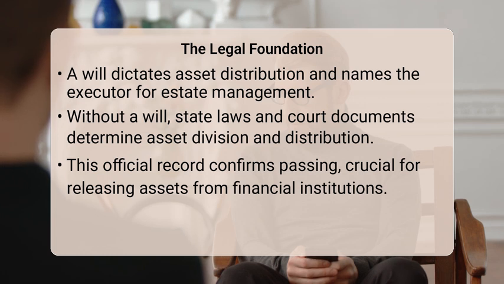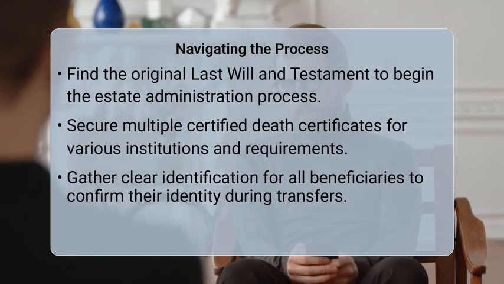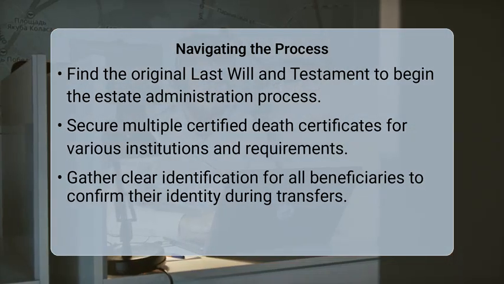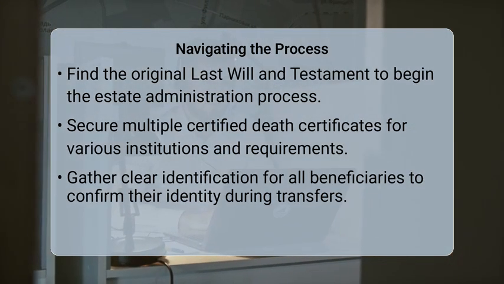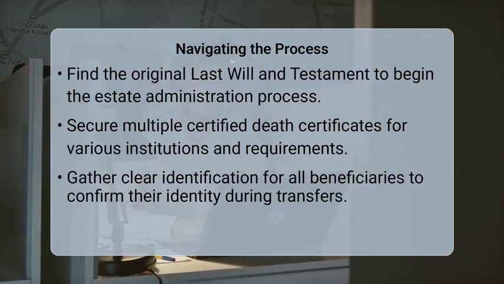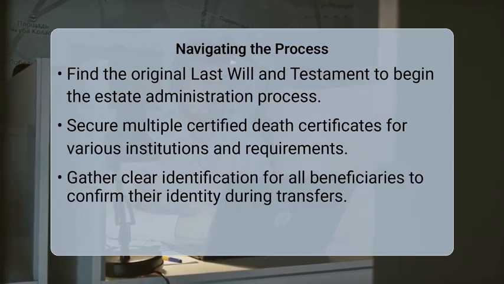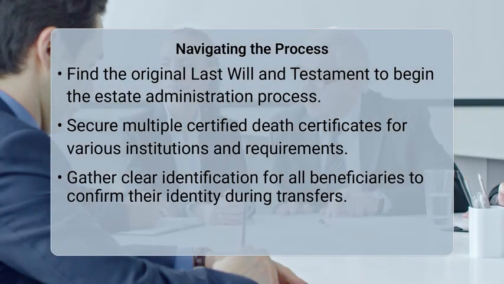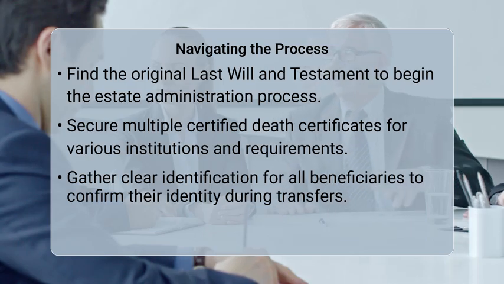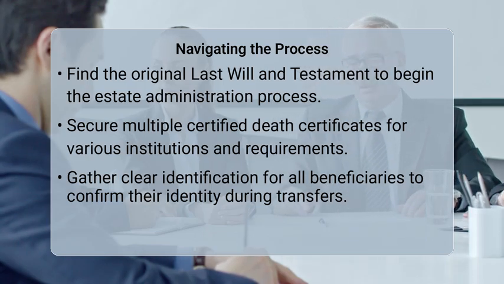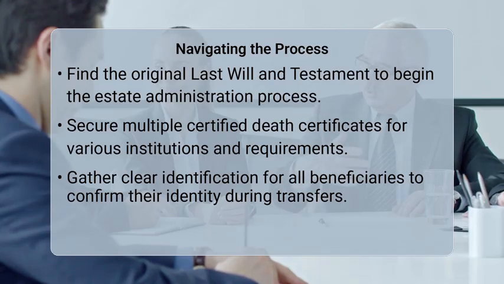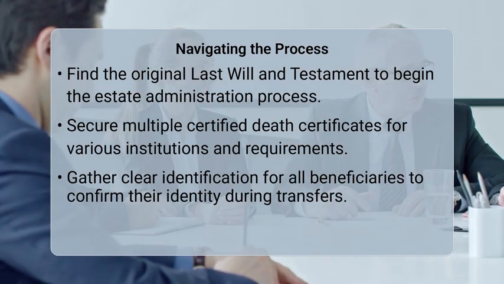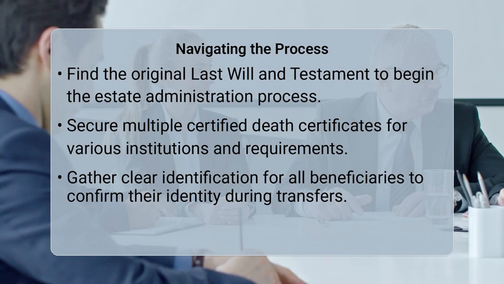To gather and utilize these documents, begin by locating the original last will and testament, if one exists, and contacting the appropriate probate court to initiate the estate administration process. You will need to obtain multiple certified copies of the death certificate, as many institutions will require their own copies. Ensure you have clear identification for all beneficiaries, such as a driver's license or passport, to verify their identities during asset transfers.